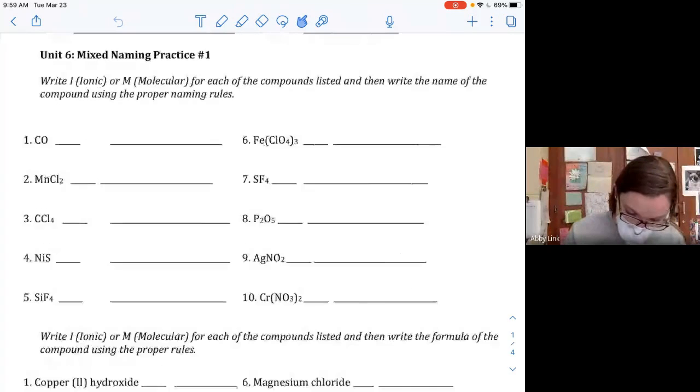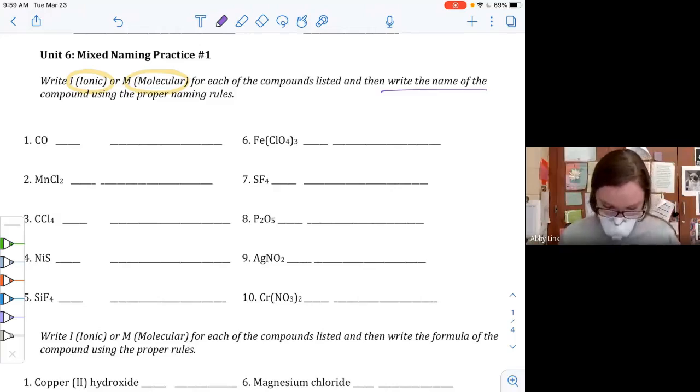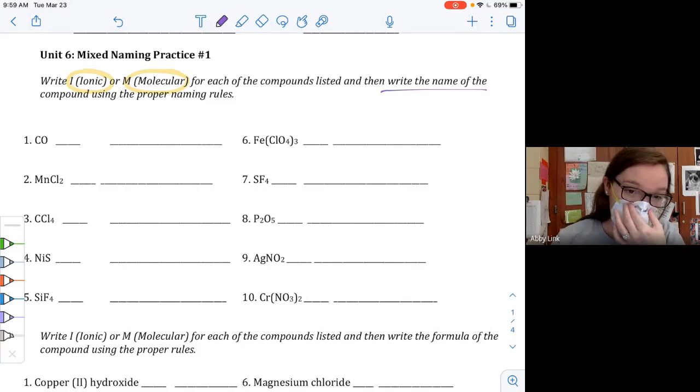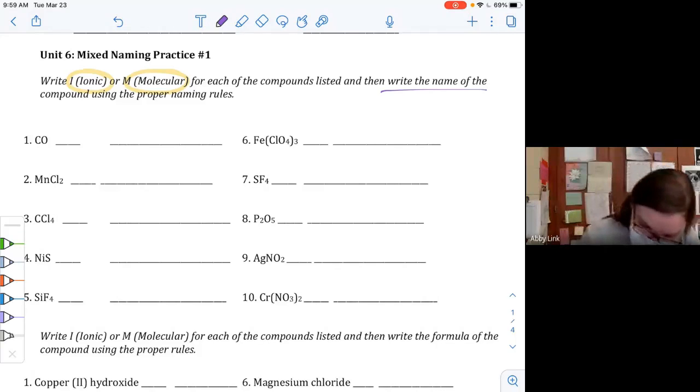So let's take a look at the first section here. It says write I for ionic or M for molecular for each of the compounds listed, and then write the name of the compound, okay? So what I need to have out is definitely my periodic table, because I need to be able to find these elements on the periodic table and say, this is a nonmetal and this is a nonmetal, so that makes this molecular.